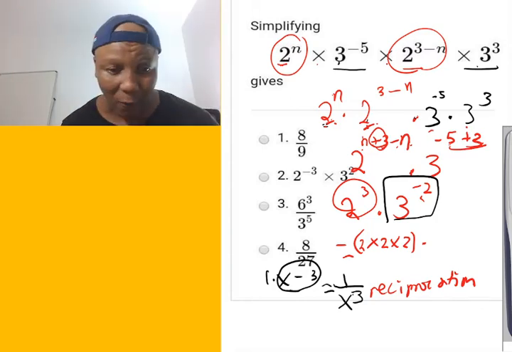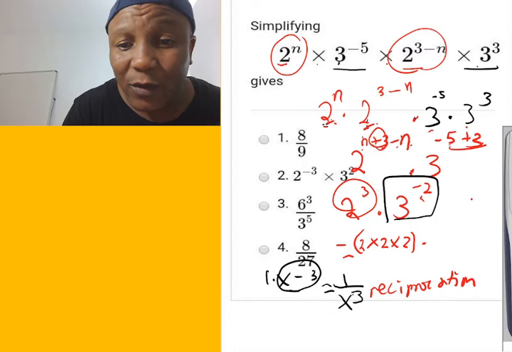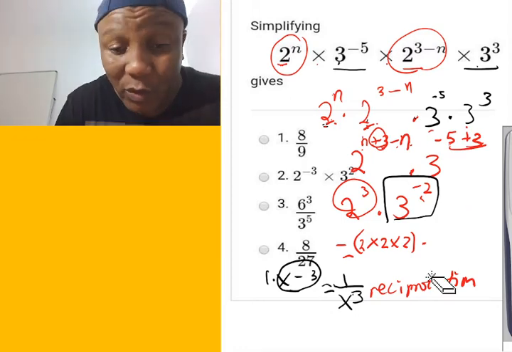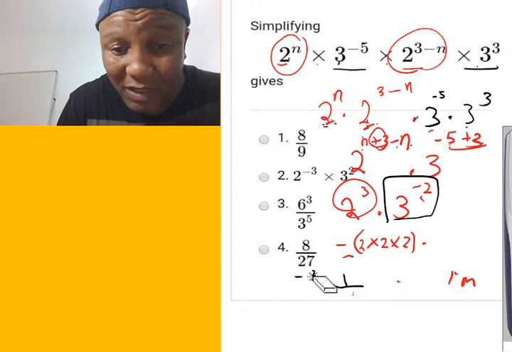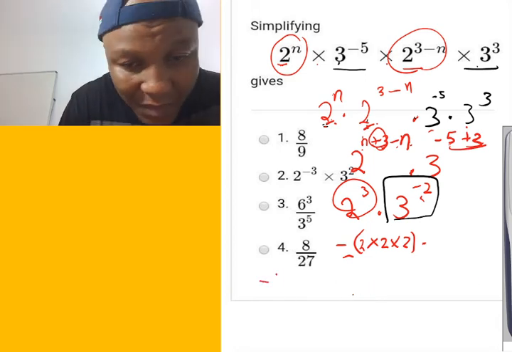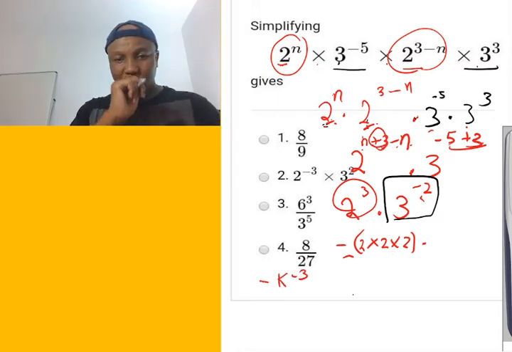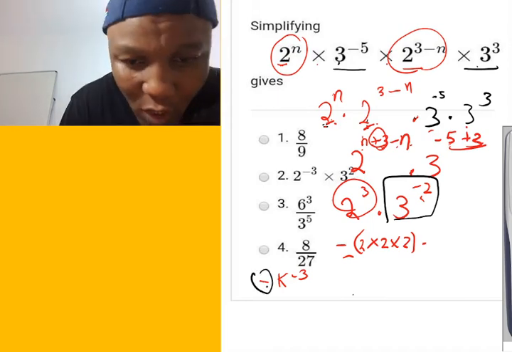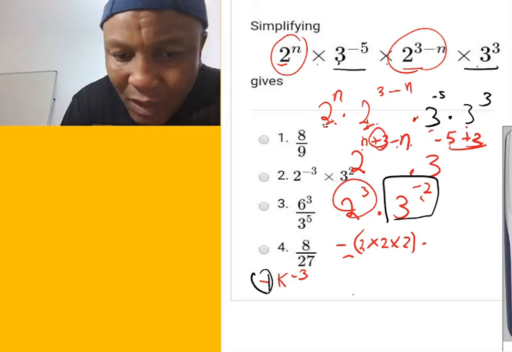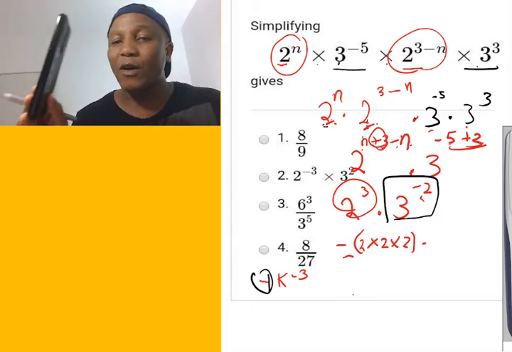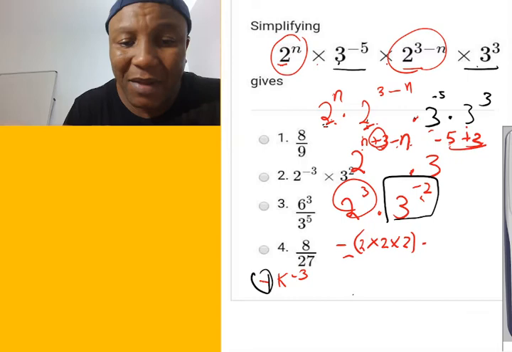So for that case, if somebody gives you, let's say, negative k power negative 3, do not worry about the number before. If there's no number, which number is here? It means there's a 1. If somebody says this is a phone, how many phones? It's just 1 phone. So somebody says negative k.